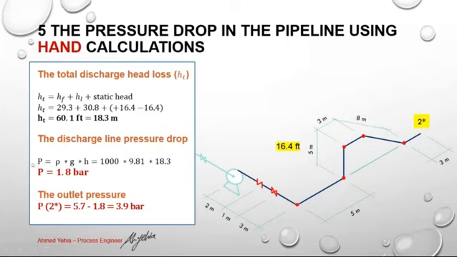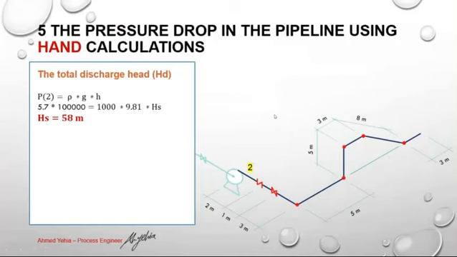Then for the discharge pressure drop, we used the same equation as before: pressure equals the density times acceleration of gravity times the head. Then the pressure drop in this line is 1.8 bar. This is the hand calculation, 1.8 bar. Then the final pressure of this line is 5.7 minus the pressure drop of 1.8. Then the outlet pressure value here is 3.9 bar.